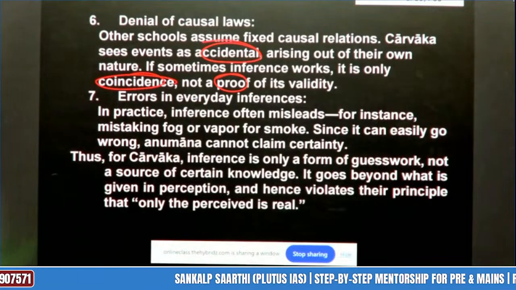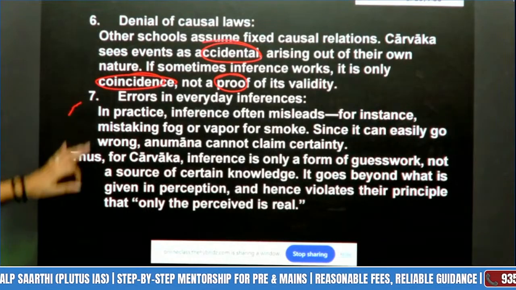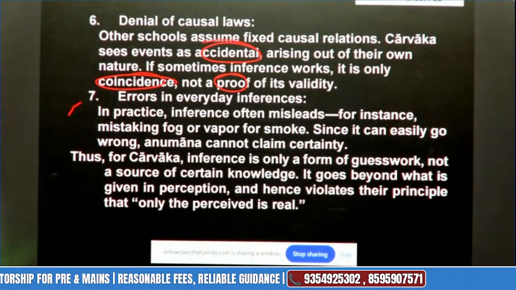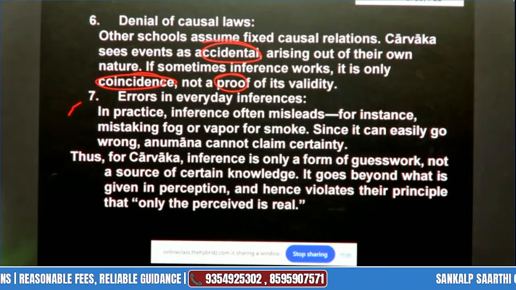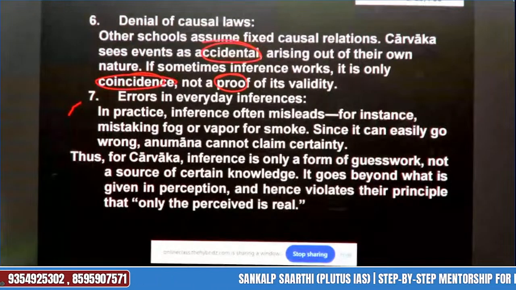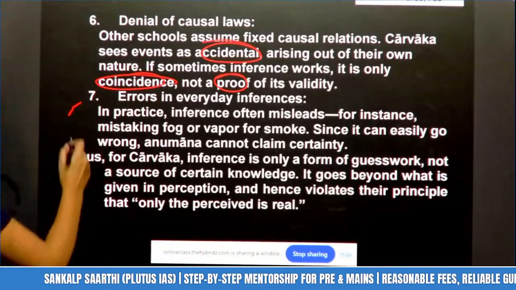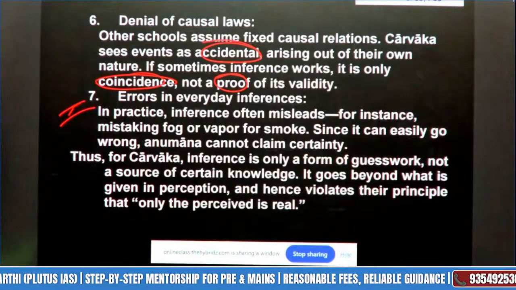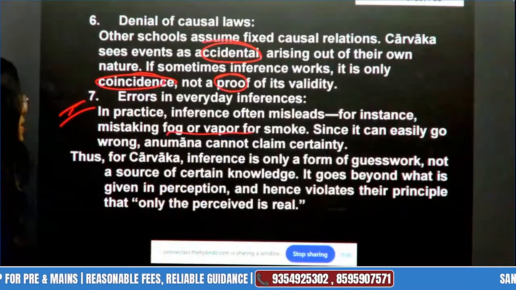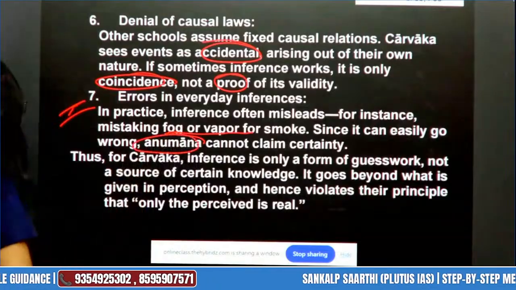Yes, ma'am. Okay. Then, errors in everyday inferences. He says that, for example, mistaking fog for smoke, or thinking a cloud means rain. So these are mistakes we make. Since errors are common, inference cannot be fully trusted. In practice, inference often misleads. For instance, mistaking fog for smoke. Since it can easily go wrong, Anumana cannot claim certainty.